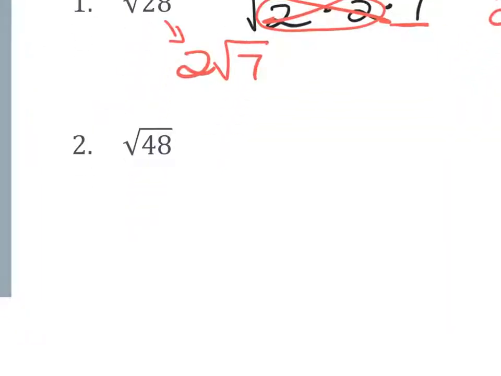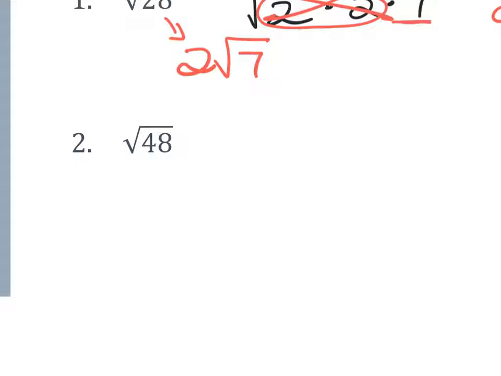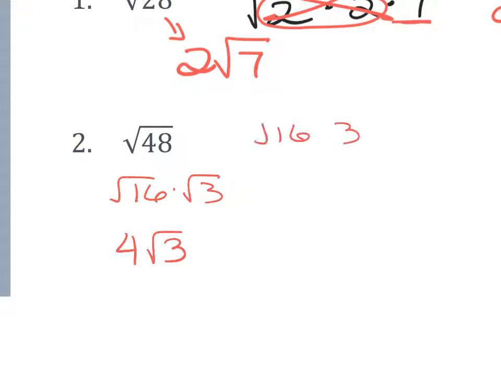Next one is 48. Now, 48 has a whole bunch of different ways that I can multiply to get 48. 2 times 24, 3 times 16, 4 times 12, 6 times 8. Doesn't matter what you start with. Now, if I would start with 16 times 3, then I could go right to my answer and get 4 radical 3 because the square root of 16 is 4 and I can't find the square root of 3. Now, again, let's say you didn't realize that and you just kept breaking it down till it's prime. It works also. So keep breaking it down till you get all prime numbers.